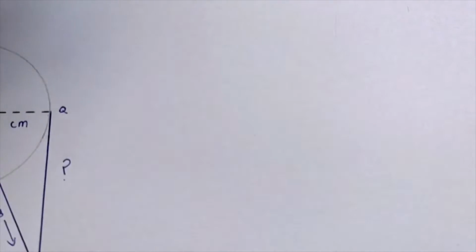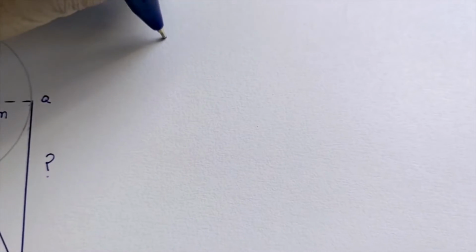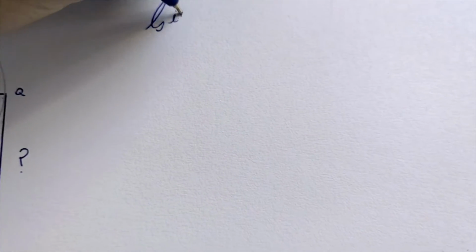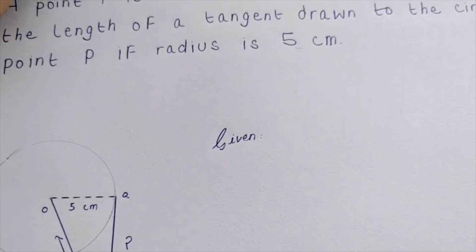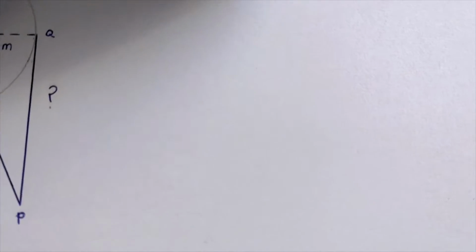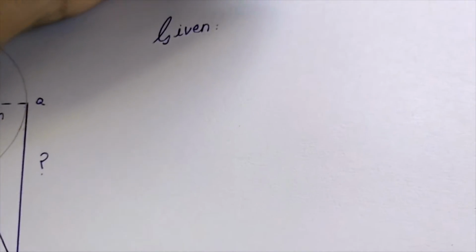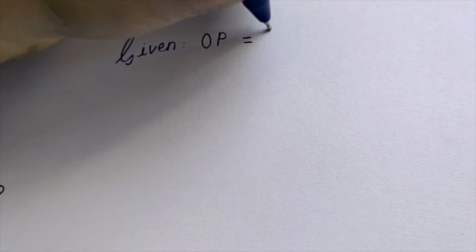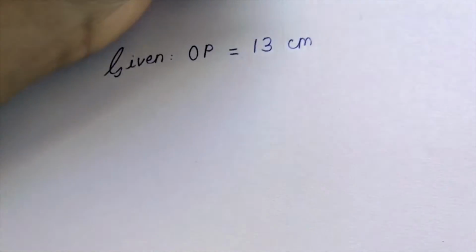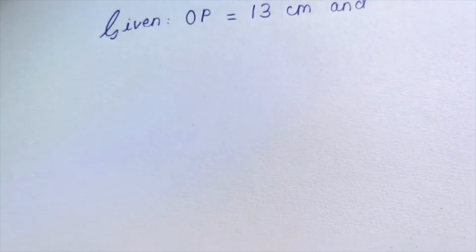So now that we've drawn our diagram, the next step is to write down the given values and required to find values. The given values are the values that are provided in the question. Through the question, we were able to derive the radius of the circle and the distance between O and P. So over here we can write down OP is equal to 13 centimeters and radius, which can be denoted by R, is equal to 5 centimeters.